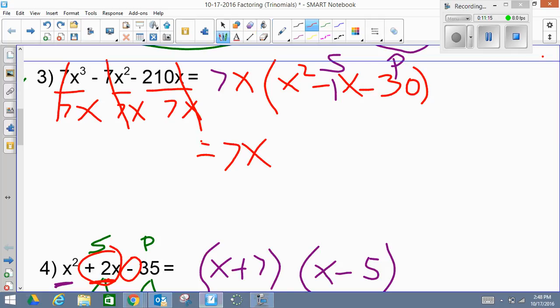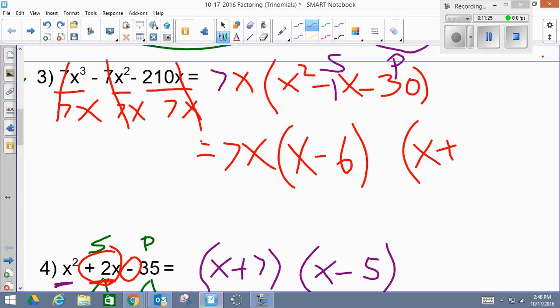7x. Now I factor this out. Two parentheses. The x squared, it brings x and x. And my two numbers were negative 6 and positive 5. And that should be your final answer.